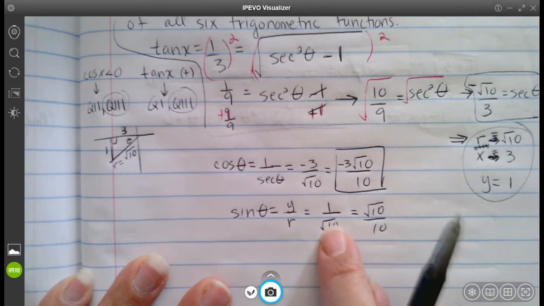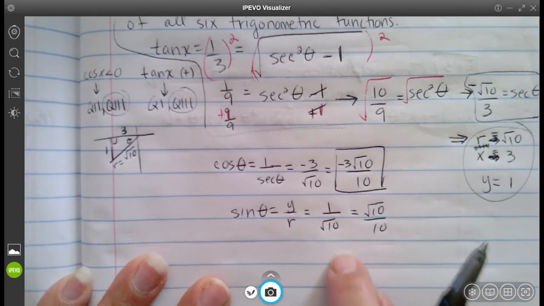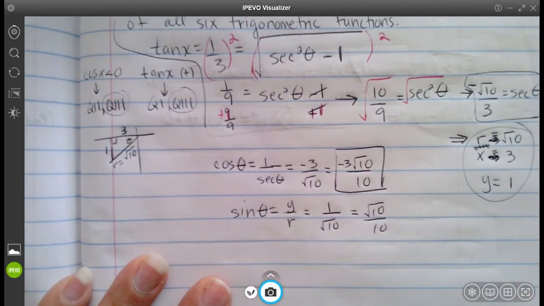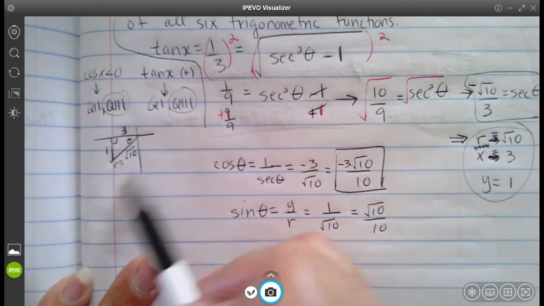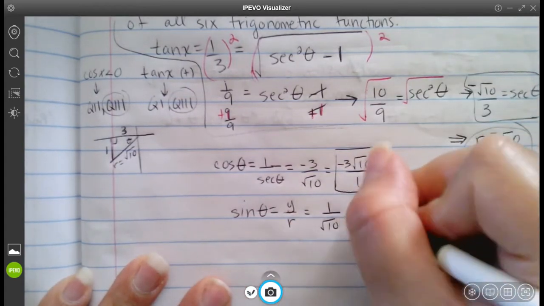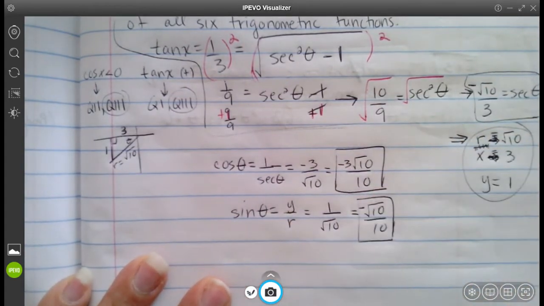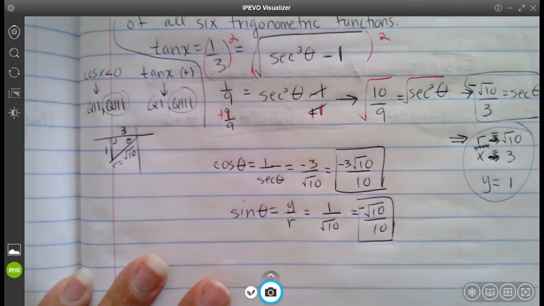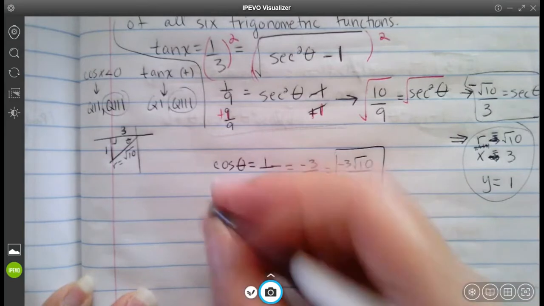If you don't know what I'm doing from here to here, again, come in and see me for tutoring and I will show you, okay? Now we have to figure out if sine is negative or positive in quadrant 3. If I remember right, y is negative here, so this is also going to be negative. Okay, so far we have 1, 2, 3. We need cotangent and cosecant, I believe. So let's go ahead and do those ones.